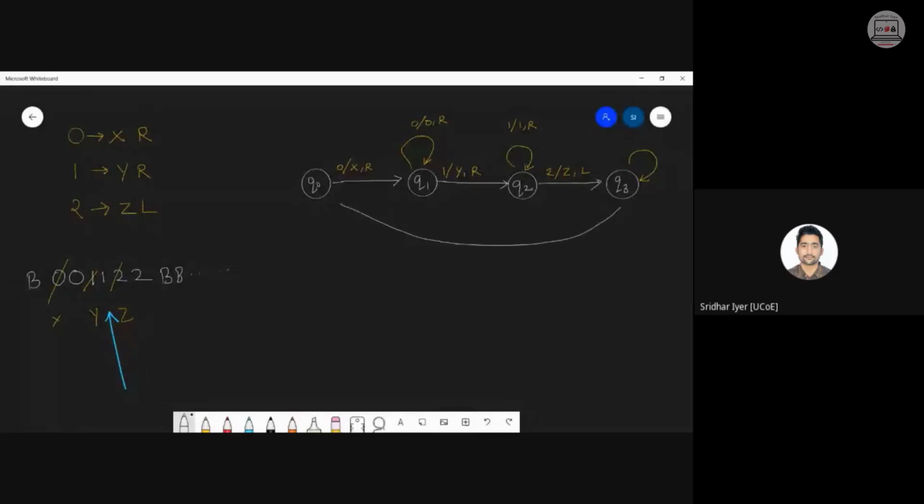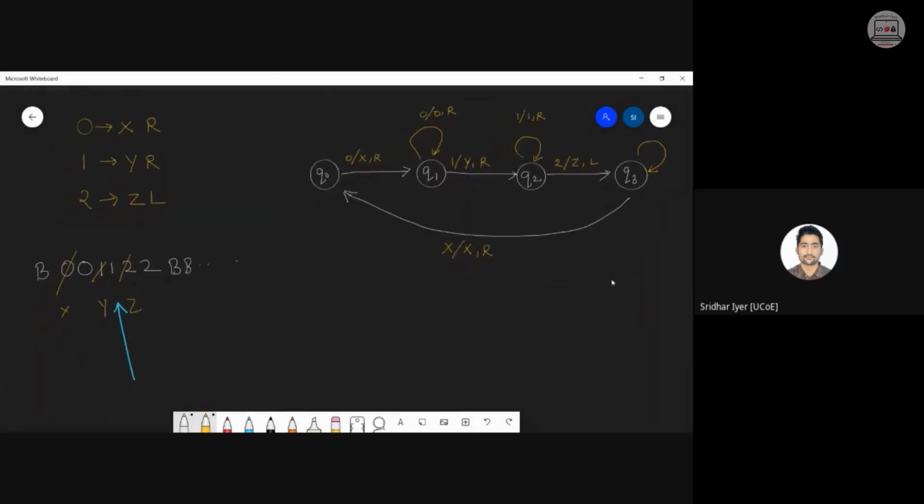We will make a transition to Q0. Just make sure the arrows are proper till X. So I will write something over here, X, X, and again start moving to the right. So this entire process will keep on repeating. Don't worry about the loops which I have not filled yet. We will fill them eventually. Okay. So again, we have to repeat the entire process.